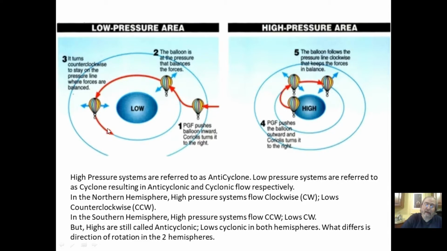So this red arrow is the balance. So the balloon is at the pressure that balances the forces. It turns counterclockwise to stay on the pressure line where the forces are balanced. Now, sometimes you get a little spillage, and then you can create like a trough, what have you. Now let's come to the high pressure system.